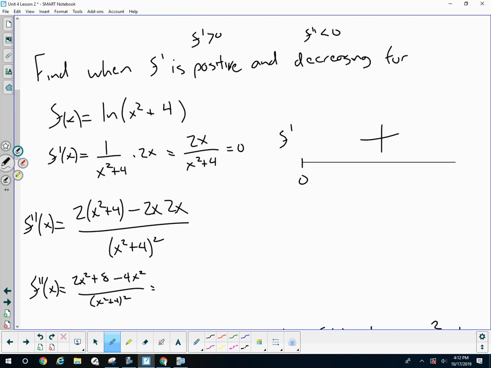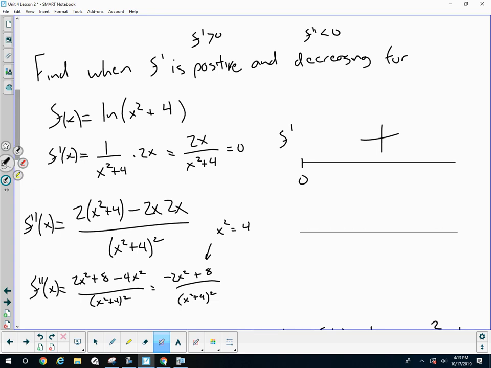I can solve this set equal to 0. This is negative 2x squared plus 8 over x squared plus 4 squared. This will be x squared equals 4. x will equal plus or minus 2. Now, plus or minus 2, sure. Understanding, actually plus or minus 2, important.